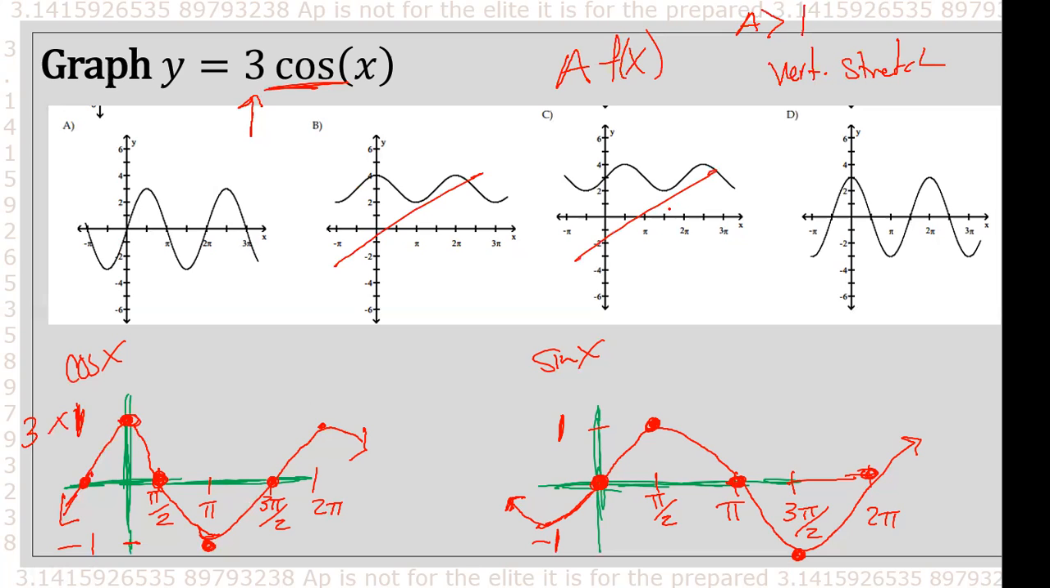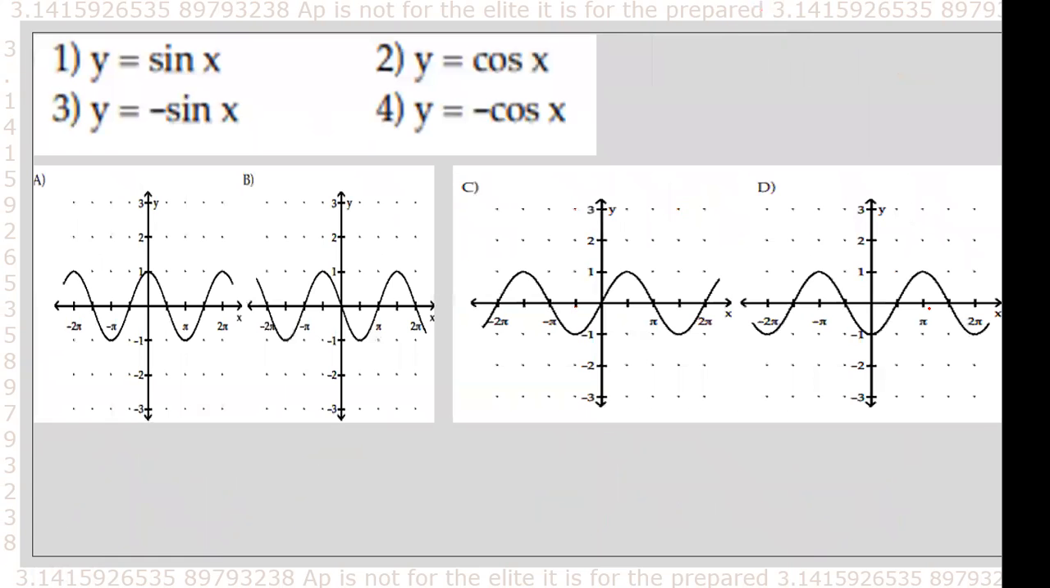Now we're left with A and D. For these functions, only one of them is talking about cosine. Which one of these is talking about cosine? Hopefully you said D because A is right here starting at the middle. So this is a sine of x, 3 sine of x to be exact. And this right here will be 3 cosine of x. Okay, so our answer was D.